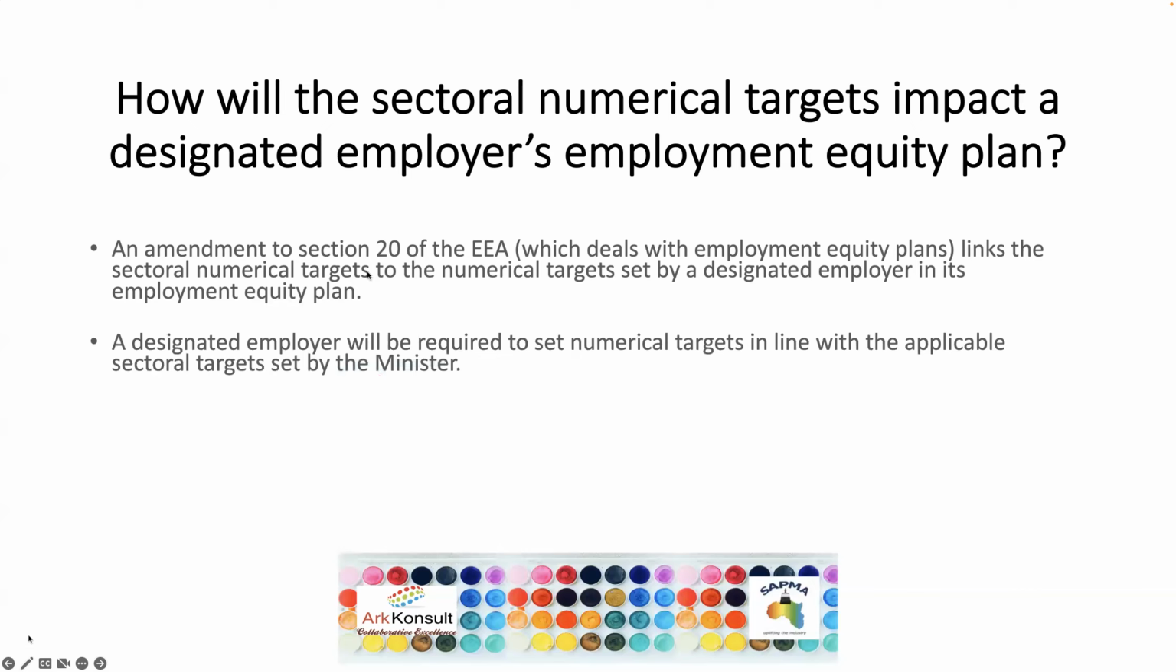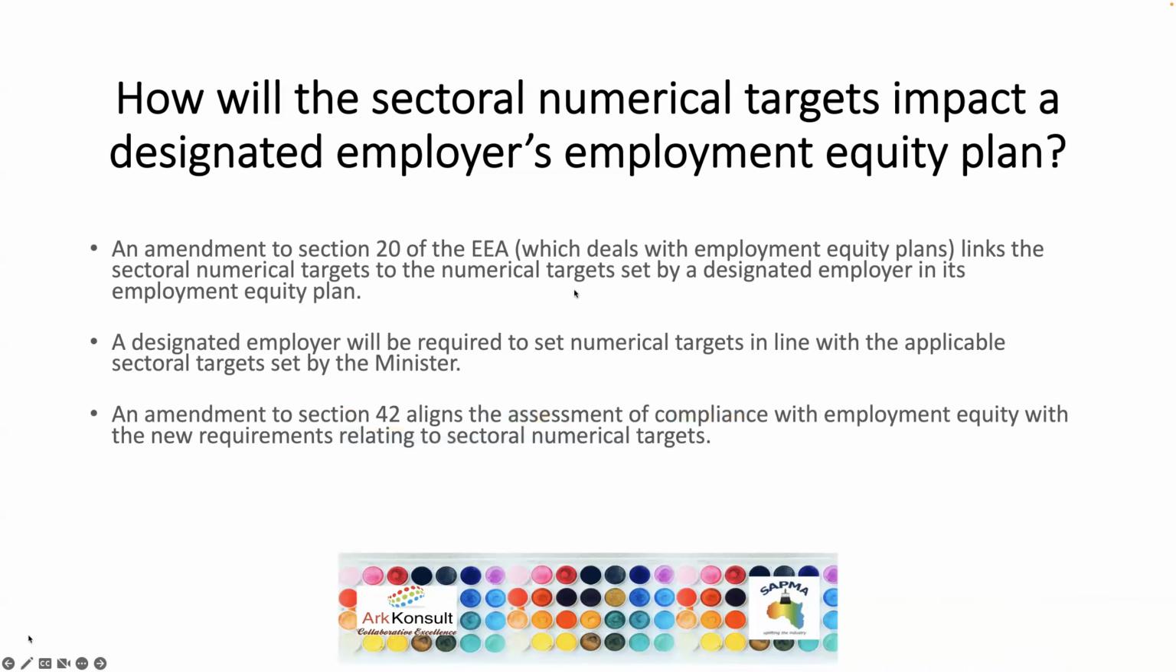Right. So an amendment to Section 20 of the Act deals with employment equity plans, links the sectoral numerical targets to the numerical targets set by designated employer in its employment equity plan. So it's a test to make sure that you reference the employment equity plan to the targets which have been set by the minister, and in the absence of a set of targets for your industry, to the general economically active population targets, which are released by the department.